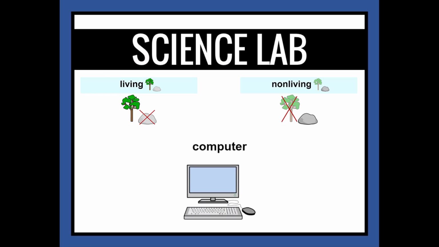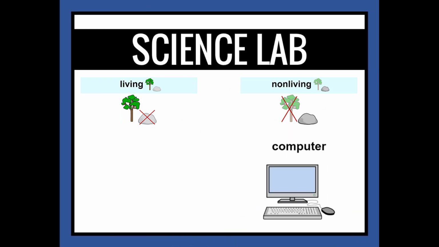Our next item is a computer. Is a computer a living thing or a non-living thing? A computer is a non-living thing. It does not breathe, eat, grow, move by itself, or reproduce.